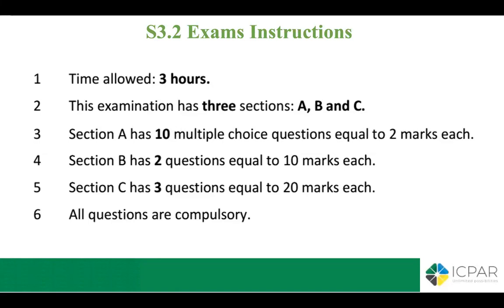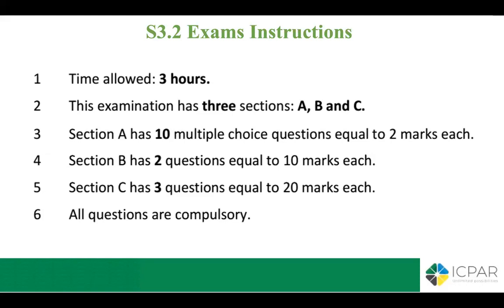Section B has got 2 questions. Each of those 2 questions has got 10 marks. So 10 times 2, that is 20. So that means section A accounts for 20% of the exams, and section B also accounts for 20% of the exams.